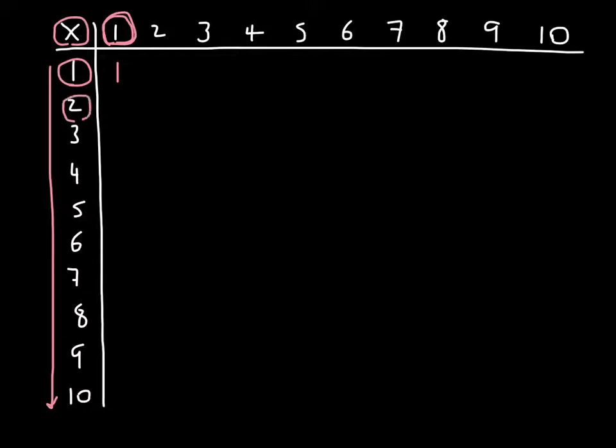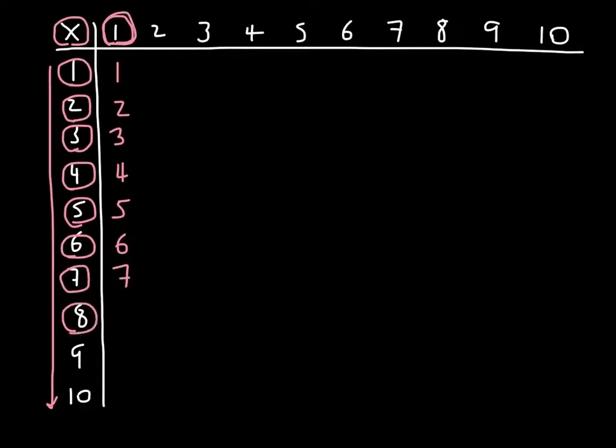Then we've got 2 times 1 equals 2. 3 times 1 equals 3. 4 times 1 equals 4. 5 times 1 equals 5. 6 times 1 equals 6. 7 times 1 equals 7. 8 times 1 equals 8. 9 times 1 equals 9. And 10 times 1 equals 10. So you can see the process is really simple, but just because it's simple, it doesn't mean it's not effective. It's a very effective method, I find.